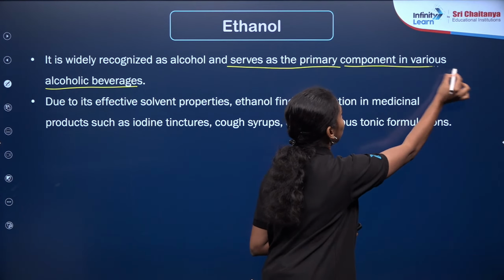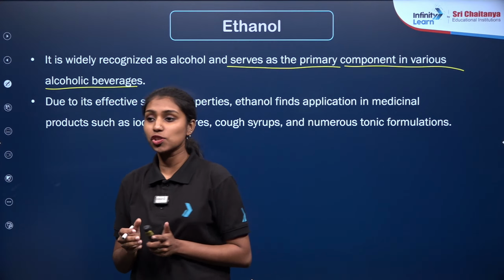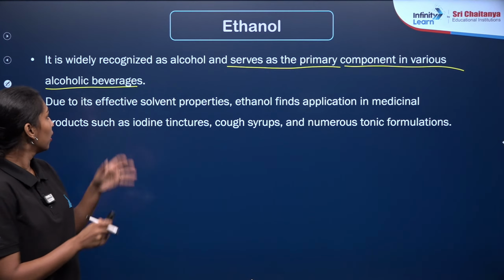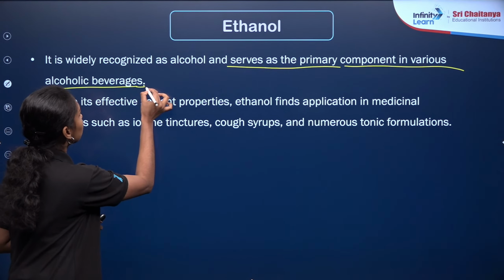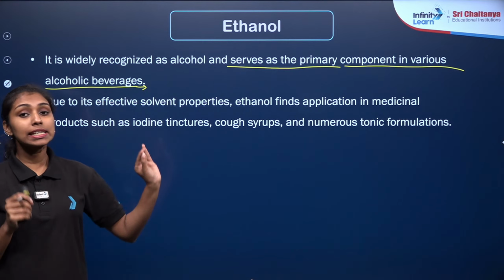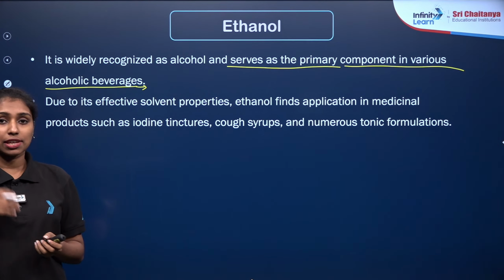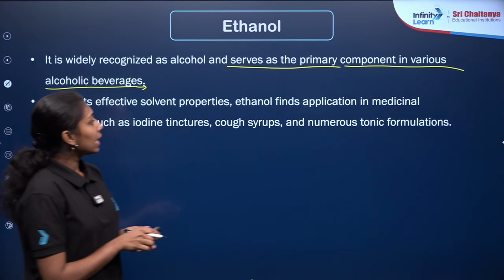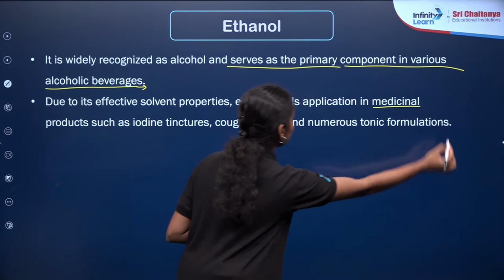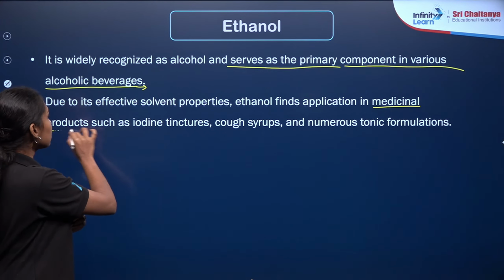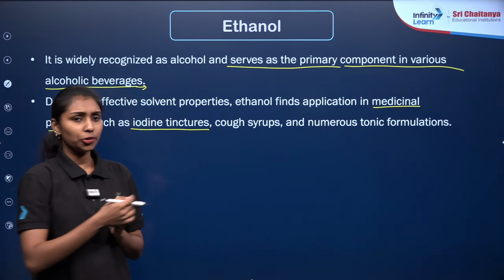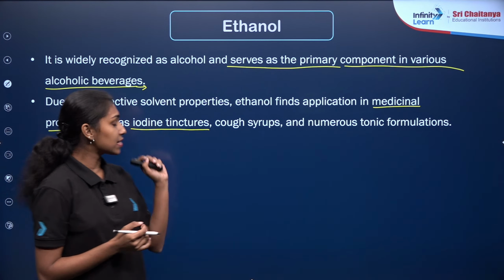So as you can see over here, ethanol is the major part in the case of alcoholic beverages, right? So in most alcoholic contents, it will contain a higher percentage of ethanol as one of the components. And due to its effective solvent properties, it will be used for medicinal purposes, in products such as iodine tinctures. Do you have any idea about iodine tinctures?